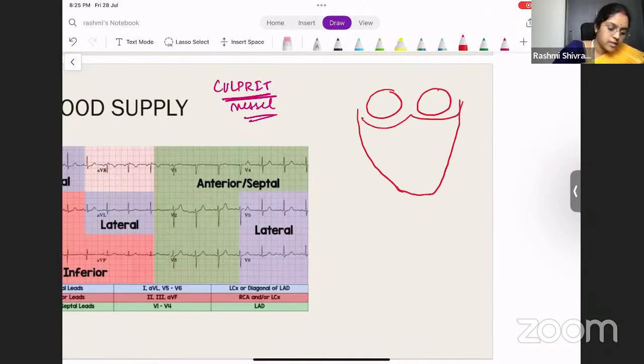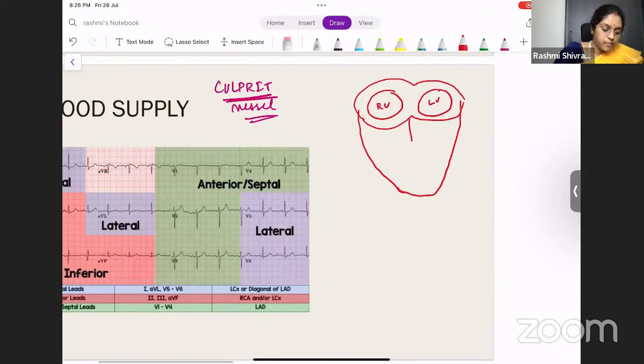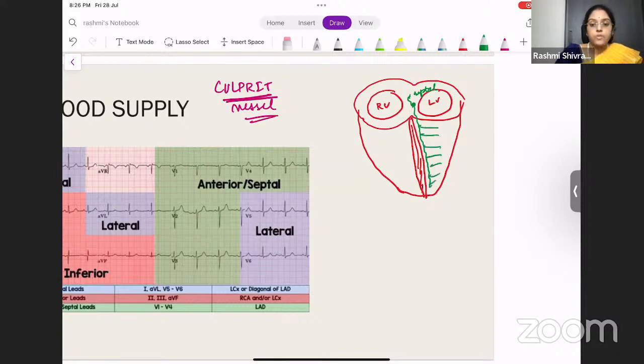So what happens? This is the LV and this is the RV and this is the interventricular septum. I'll use the green color for the vessels. Now this is the left coronary artery. The left coronary artery goes and supplies the septum. This is a septal branch. Then it also comes down and supplies the lateral wall of the left ventricle.